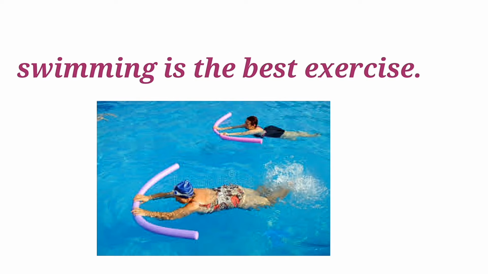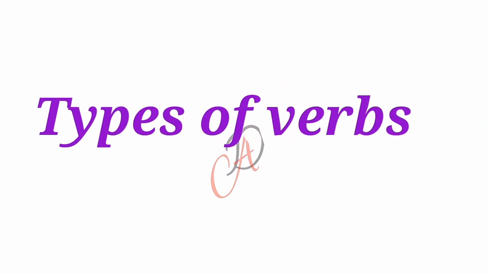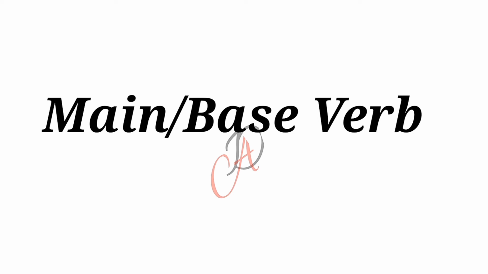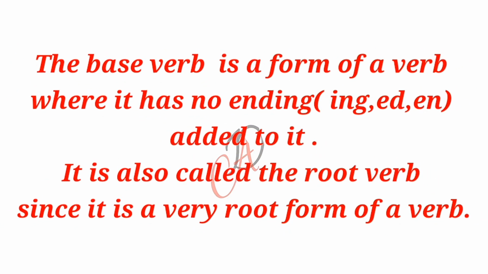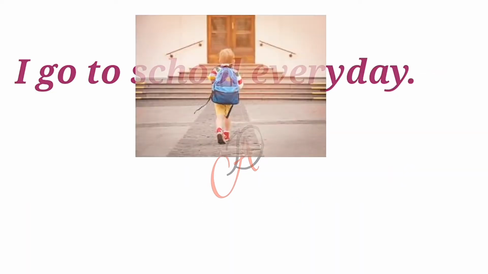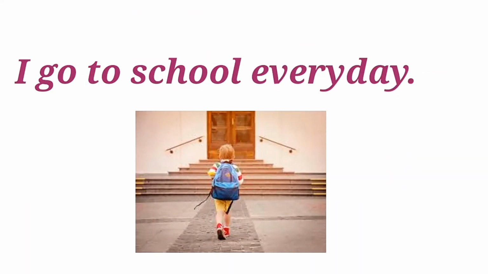And now let's move to the different types of the verb. The first different type of the verb is main verb or base verb. The base verb is the form of a verb where it has no ending like ing, ed, or en added to it. It is also called the root verb since it is the very root form of a verb. For example, I go to school every day. And in this example, go is a base verb as it does not have any suffixes added to it.